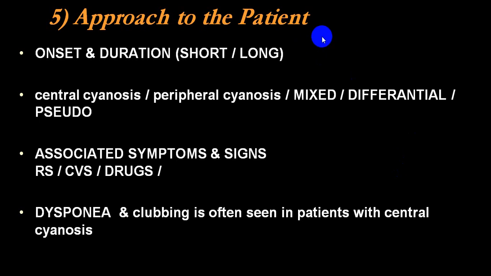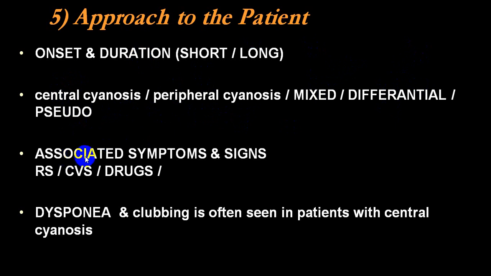Whenever you see a person with cyanosis, a good history gives you a lot of answers. Onset and duration are very, very important. Sudden onset is very frequent in case of cardiovascular and respiratory system disease. Try to observe which part of the body is being cyanosed. So you can rule out central cyanosis, peripheral, mixed, differential, reverse differential, and pseudocyanosis. And also you can differentiate acrocyanosis and orthocyanosis, depending upon the history and examination findings.